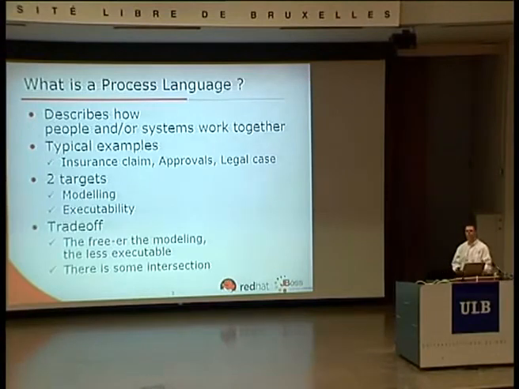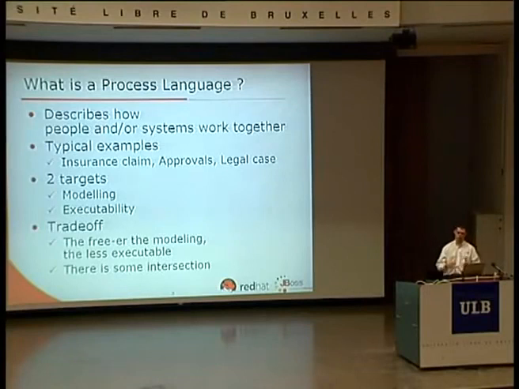So first of all, what is a process language? We'll start from a business process. A business process is a description of how people and systems work together, typically done in terms of activities. They express the flow between the activities. Typical examples are insurance claims, expense notes, that kind of thing that are modeled as workflows.